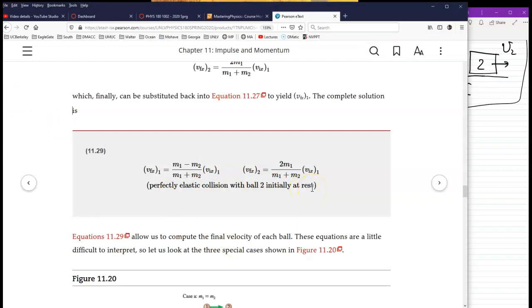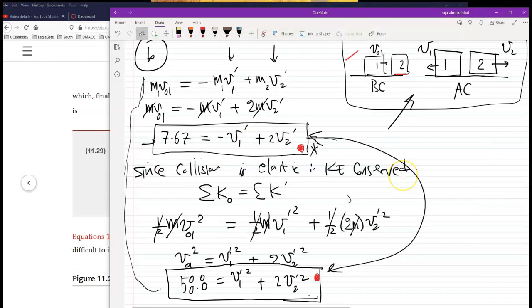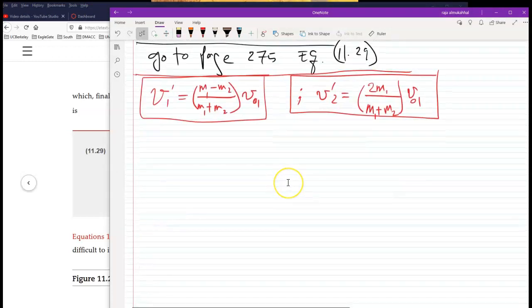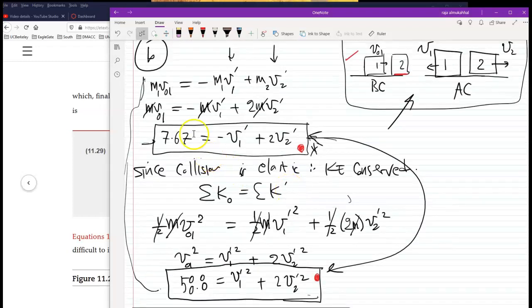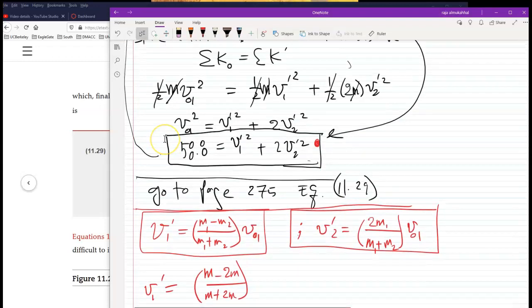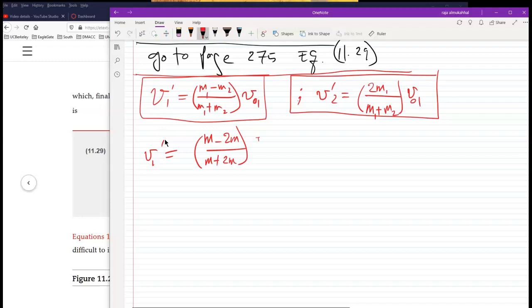And to be honest, in most of the problems that we're going to deal with, the second object is going to be at rest. So we can just plug it in rather than going through this algebra. Let's do it for our case. I want to find V naught 1 prime, remember? That's going to be M minus 2M over M plus 2M times V naught 1, which we already got, 7.67.